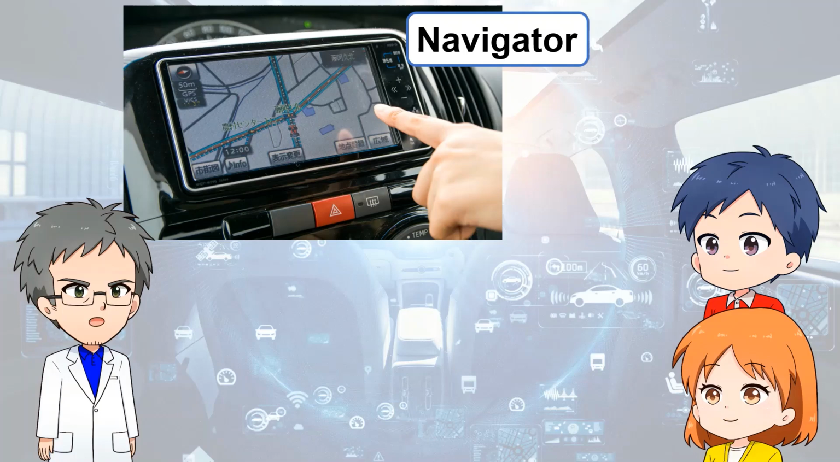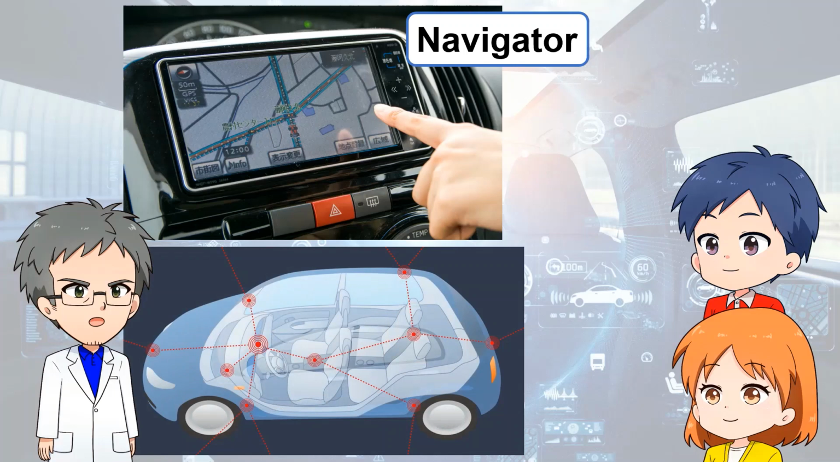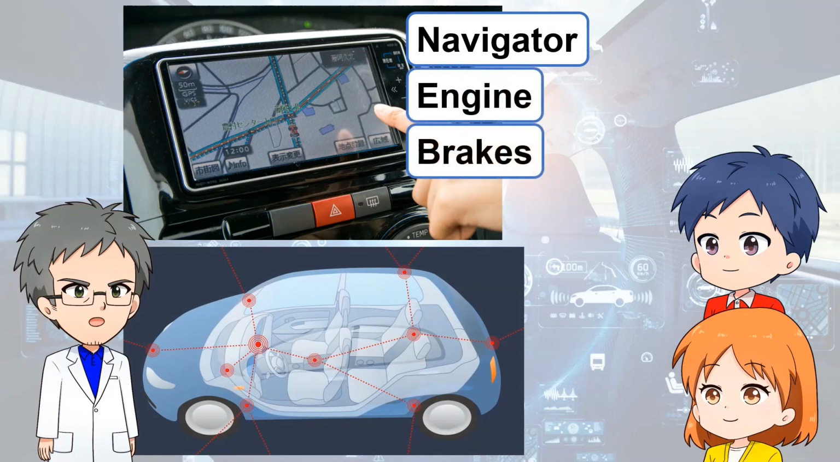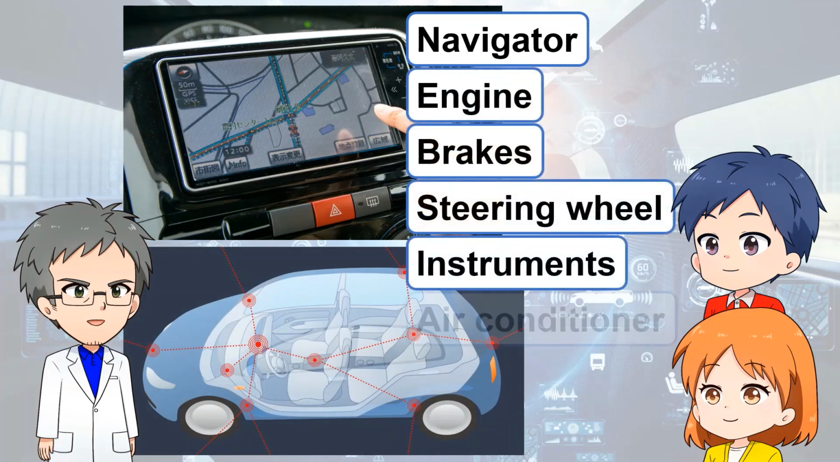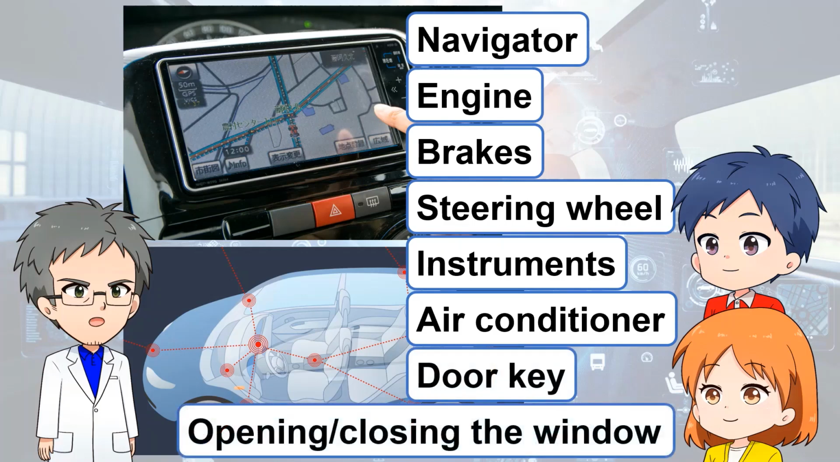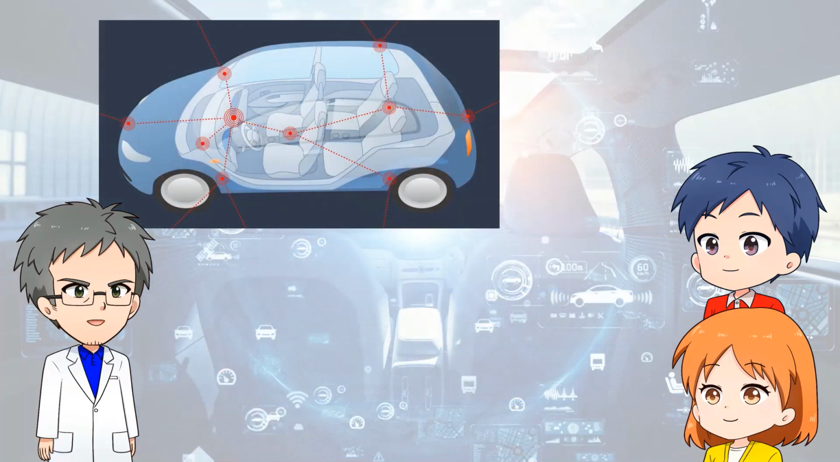A car has many computers other than the navigation unit. The engine, brakes, steering wheel, instruments, air conditioner, door key, opening and closing the windows. These are all moved by computers. That many? That's right. Even the door key uses a remote control. An automobile has several dozen computers. Each one is a small computer.